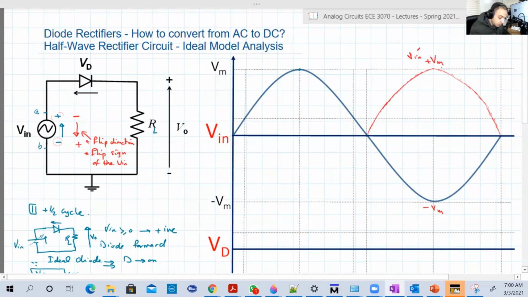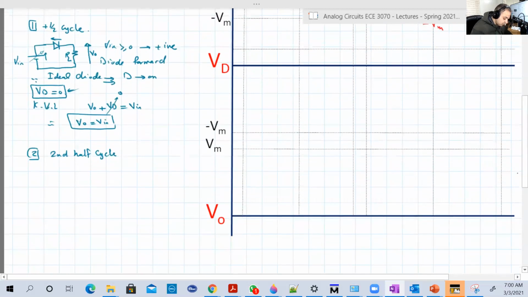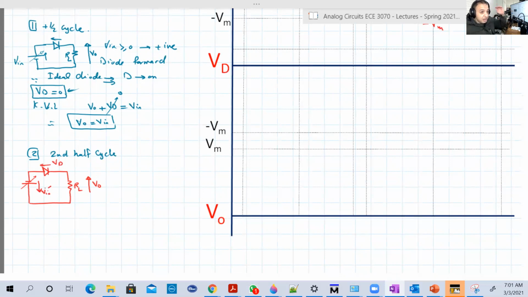So let's draw this circuit now. A battery that has a variable voltage, that's fine. Then a diode, then our load. And here is VO, here is VD, and now this is Vin dash. One may say, can I work with the original polarity? I mean positive at A and negative at B? Yes, and you will have negative voltages.